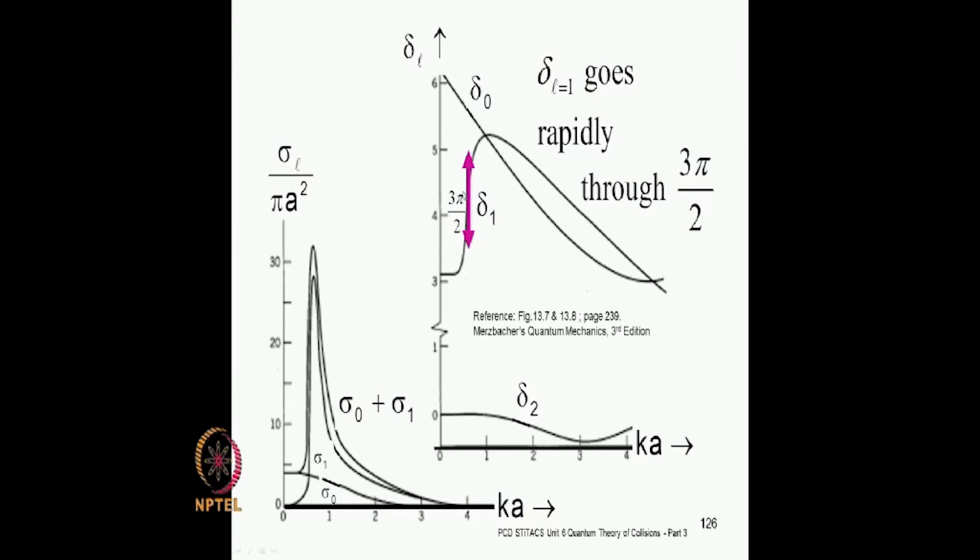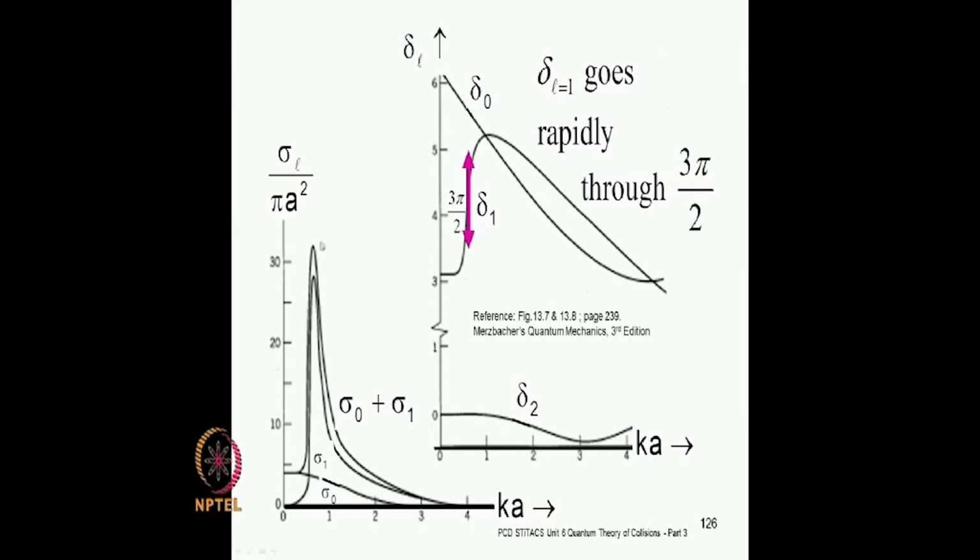So, this is about this from 4 to 5 is 1 unit of pi. So, this is about 3 pi by 2. So, that is the difference through which the phase shift is changing, and as the phase shift changes through 3 pi by 2, the cross section in the L equal to 1 partial wave, sigma 1, goes through a significant change over here. Sigma 0 is changing somewhat smoothly.